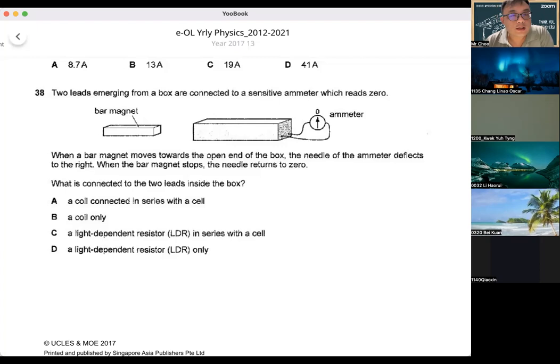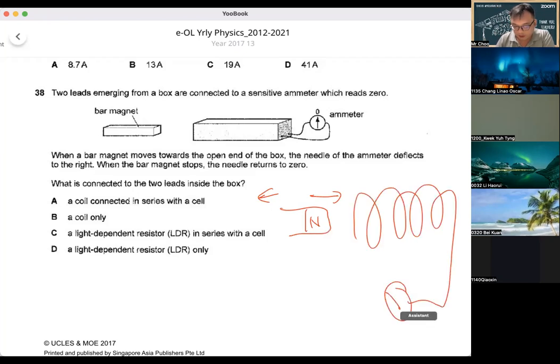Okay, so this question, what we learned before for this simple production of electricity is just a magnet going in or going out of a coil. It will produce a current. That's all that we learned so far. So for this question, the answer will be just B. There's no need to add a battery inside, or any other things.